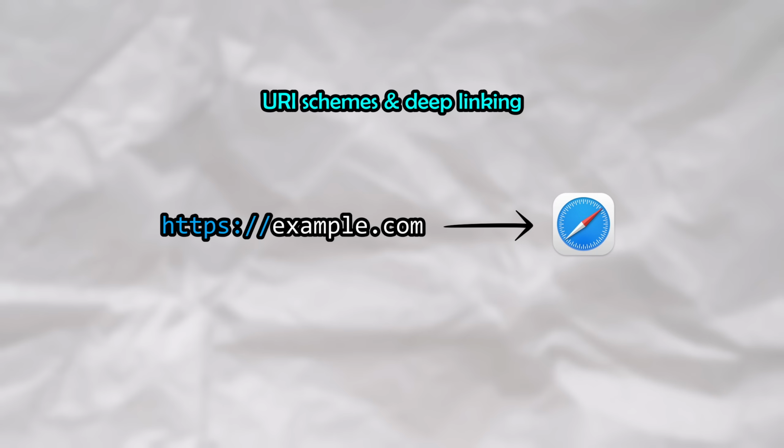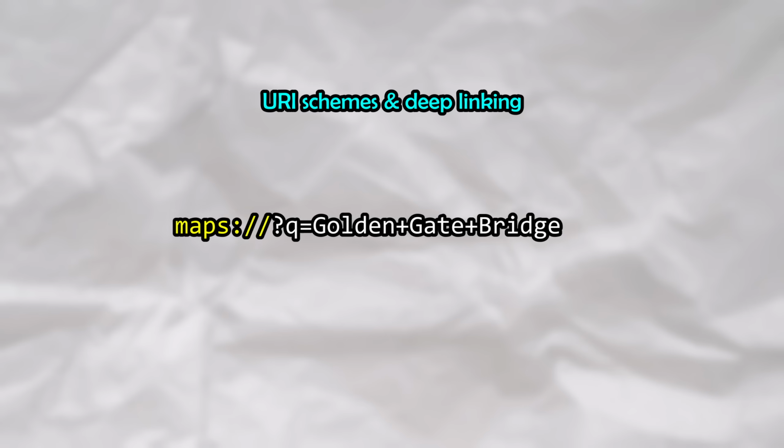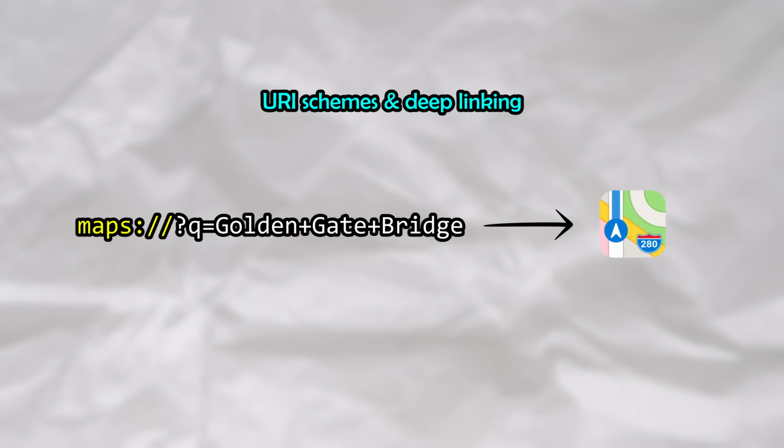However, there's a concept of URIs, which not only open another app on your device, but link to specific content within that app. This is known as deep linking. For example, if an app or website were to open this URI, beginning with maps://, it would actually open the native maps application on the map and search for the Golden Gate Bridge.